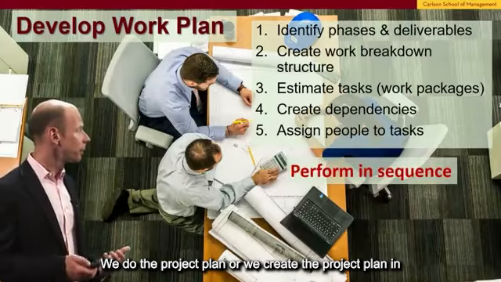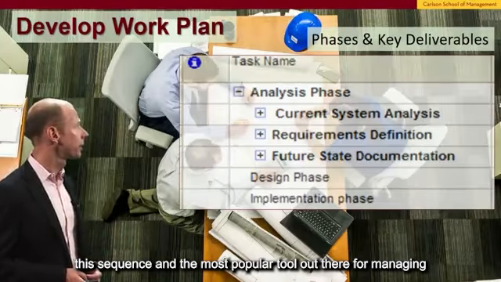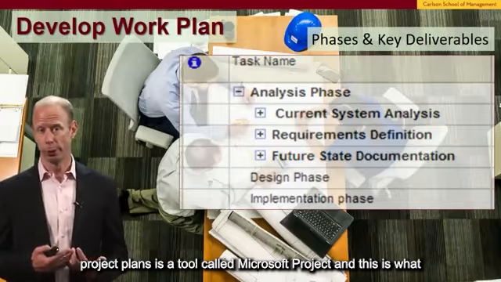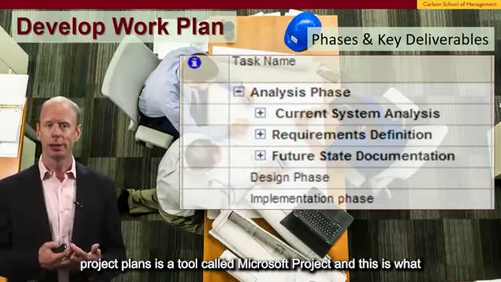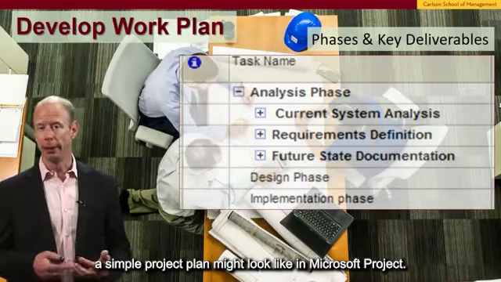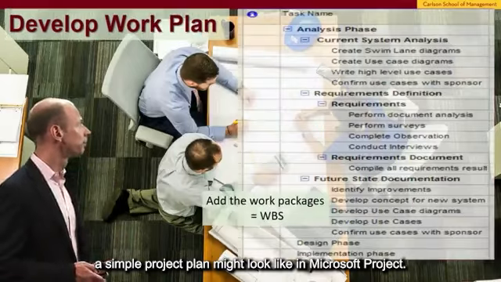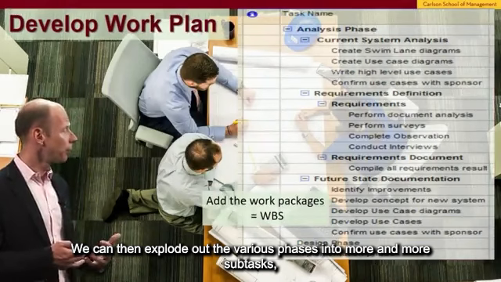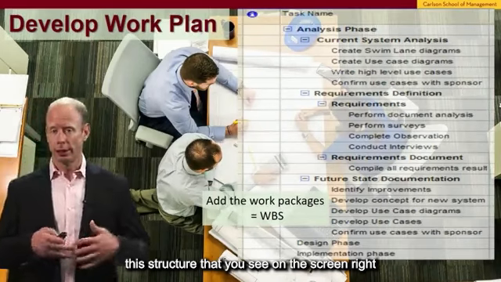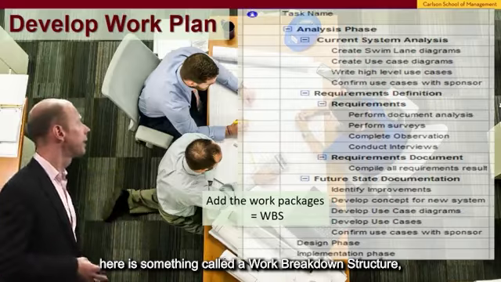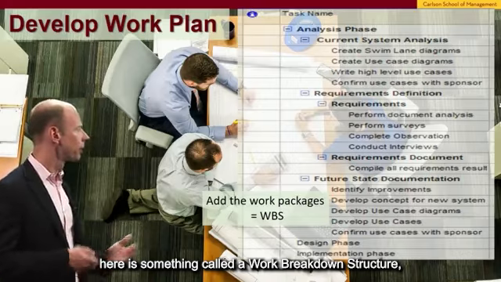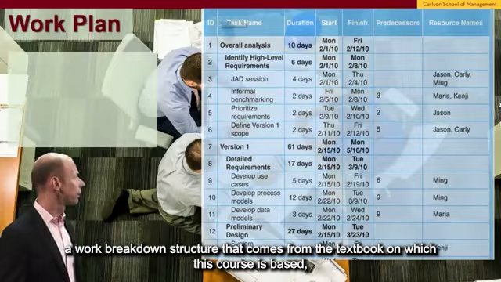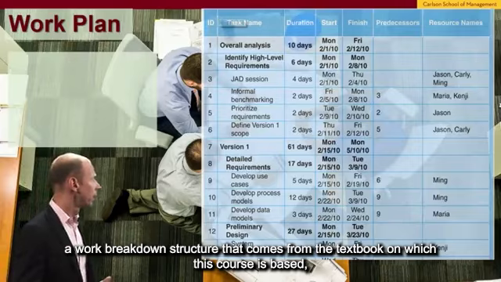We then assign dependencies and people to these tasks. We create the project plan in this sequence, and the most popular tool out there for managing project plans is a tool called Microsoft Project. And this is what a simple project plan might look like in Microsoft Project. We can then explode out the various phases into more and more subtasks. This structure that you see on the screen right here is something called a work breakdown structure, again abbreviated as WBS.